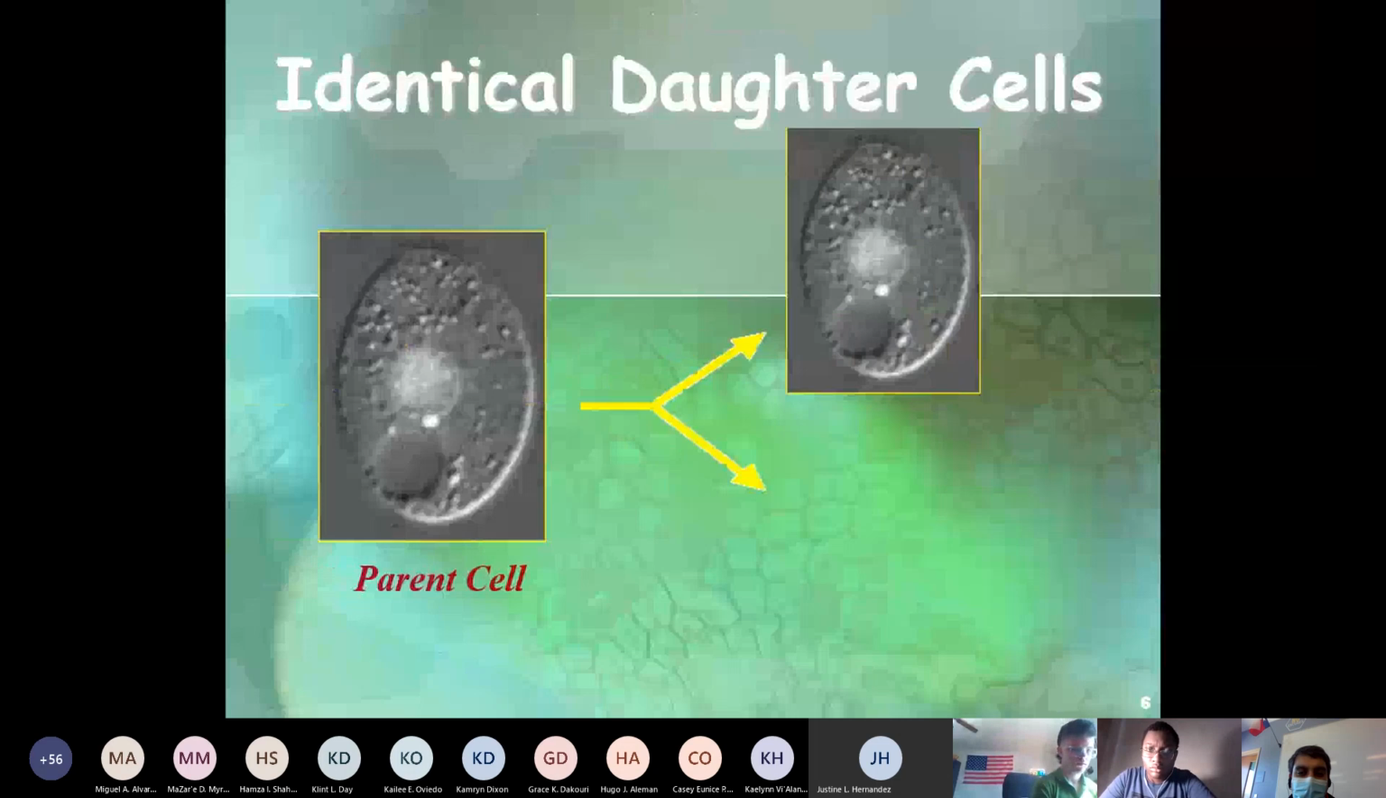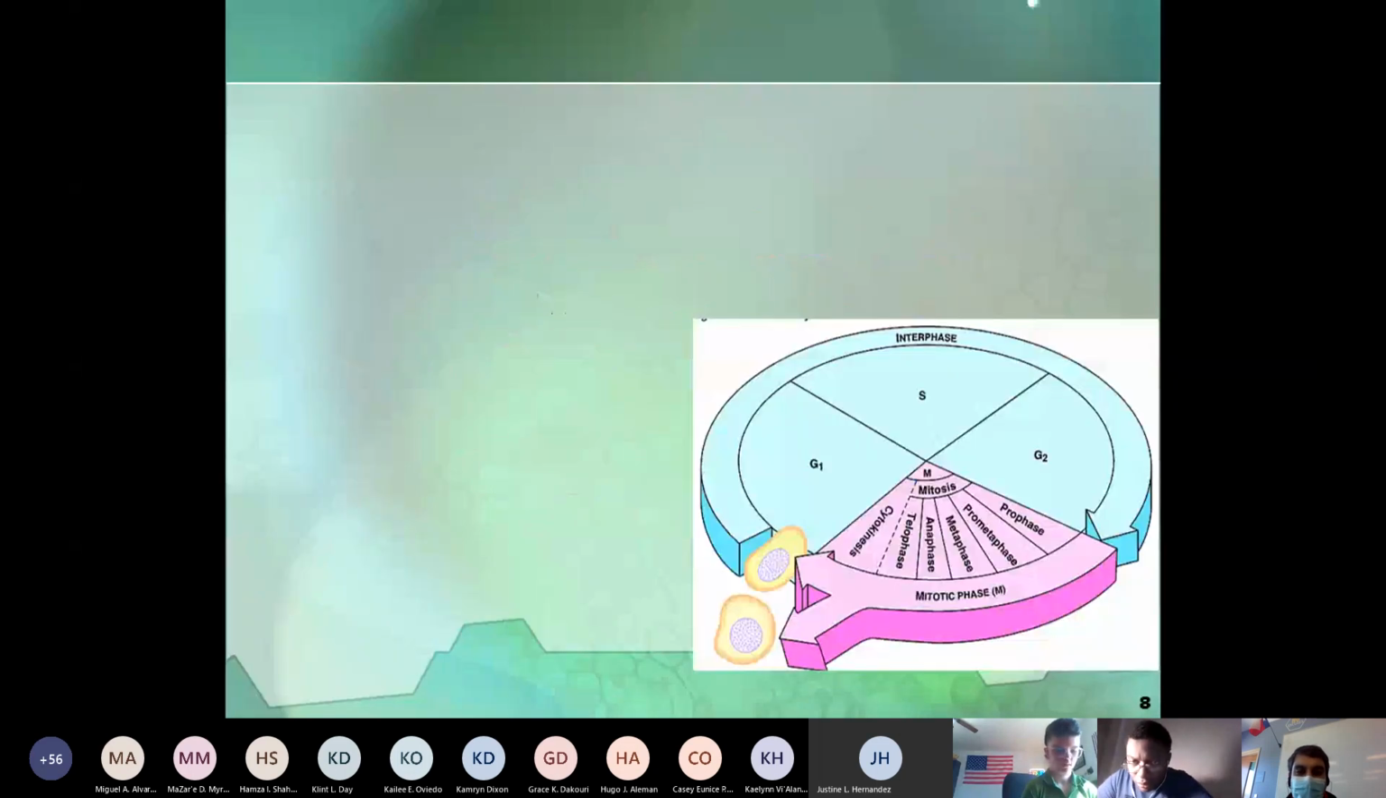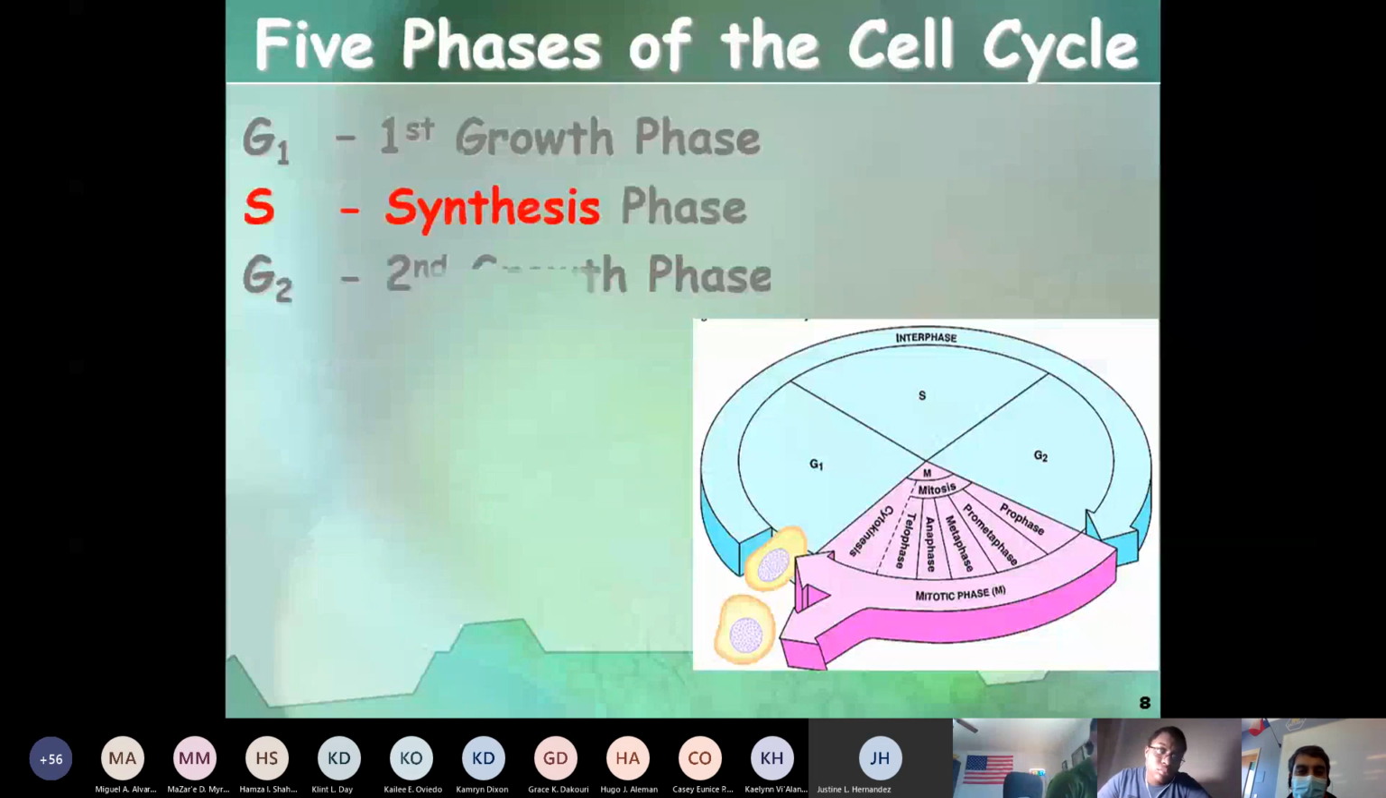Here we go. There's a parent cell, two daughter cells. So what's happening is you're taking one cell and you're making two cells. They're clones. It's essentially copying its inside and then just making two of them. Okay, so now we have the cell cycle.